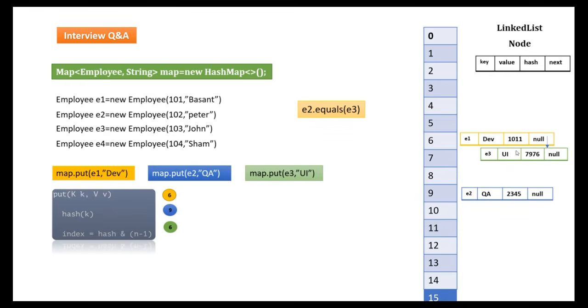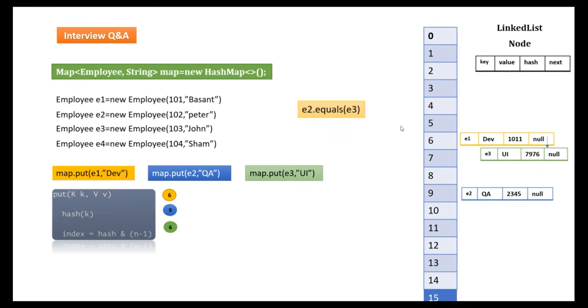To handle that hashing collision, the map internally uses the double equal operator to check whether both are the same reference or different references. If it finds the same reference, it will just replace. If it finds a different reference, then immediately it will go and check the content. So the content between E1 and E3: E1 equals E3. If it is true, then again it will replace. If it finds different, then it will just add it as the next node to the first node.